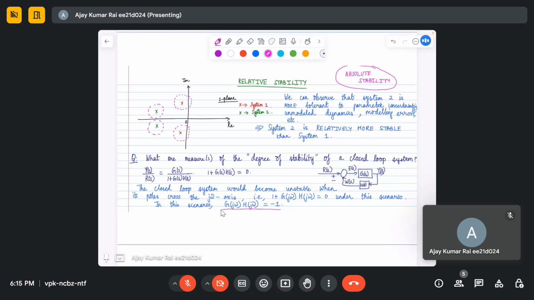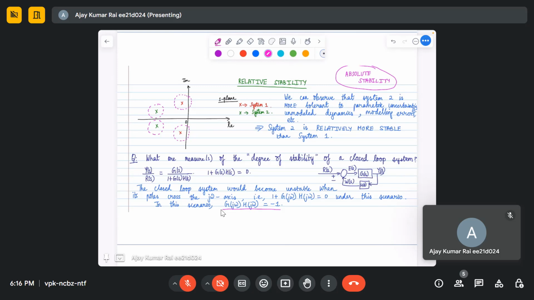So earlier when we talked about stability, we were talking about absolute stability. What does absolute stability tell us? It tells us that when a system is stable, that means its closed loop poles are lying in the left half plane. Then we say the system is absolutely stable. But here you can see relative stability. What does it mean? We are just comparing two systems here. You can see the red system 1 is less stable as compared to system 2.